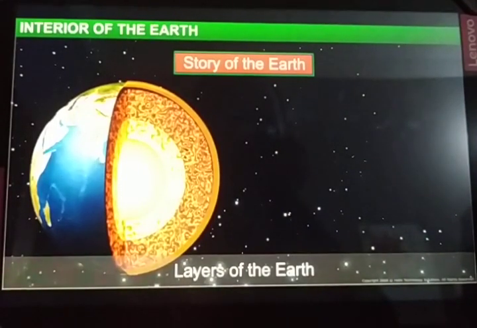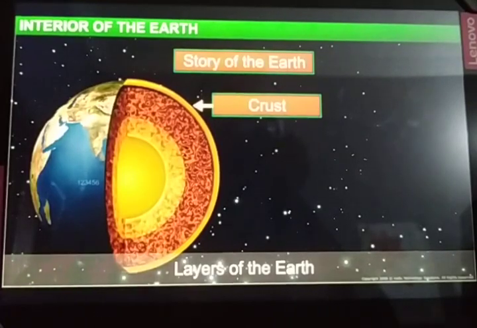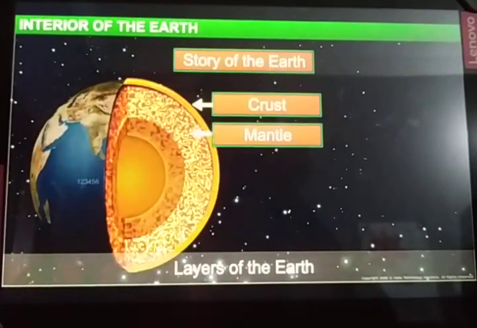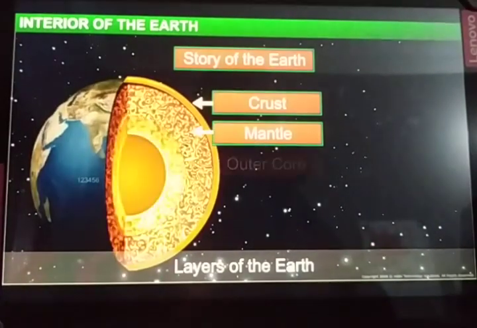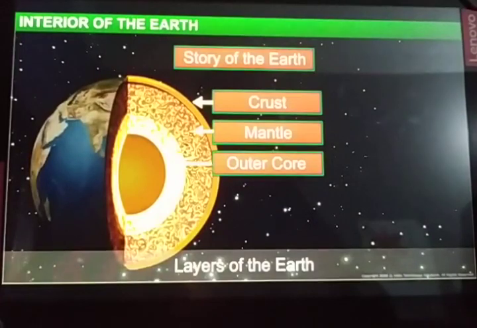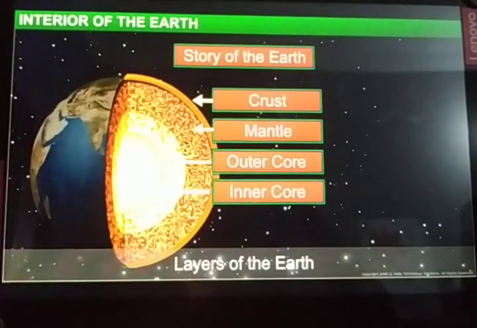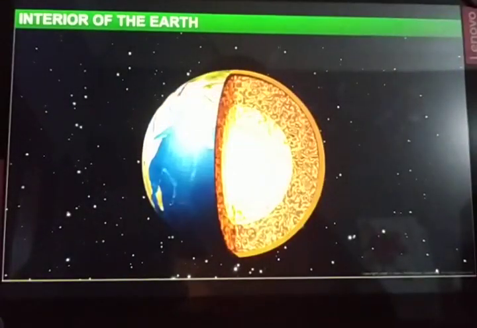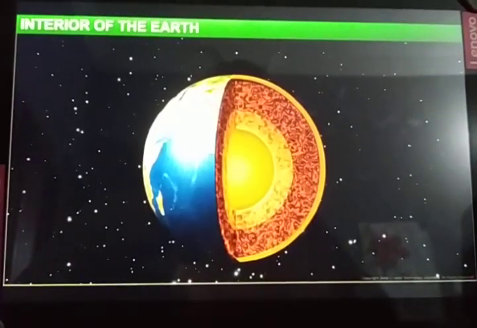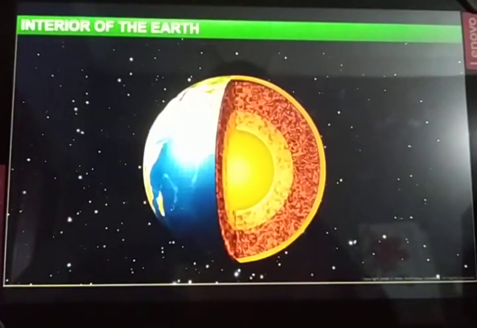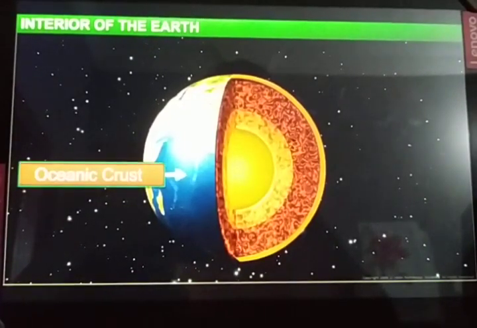The outermost layer is the solid crust. Next is the highly viscous layer called the mantle. Below the mantle is the liquid outer core of the Earth. A solid inner core forms the Earth's innermost layer. The topmost layer, the crust, is the thinnest layer. This layer can be classified into oceanic crust and continental crust.